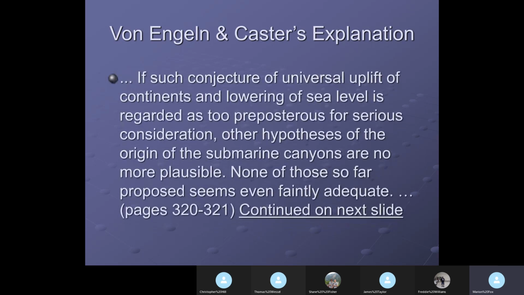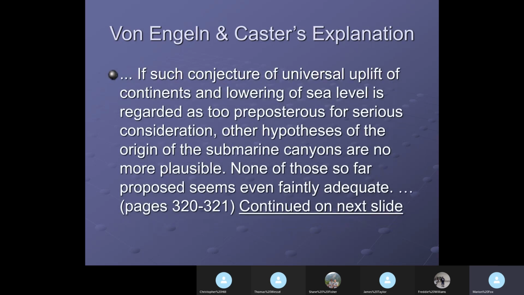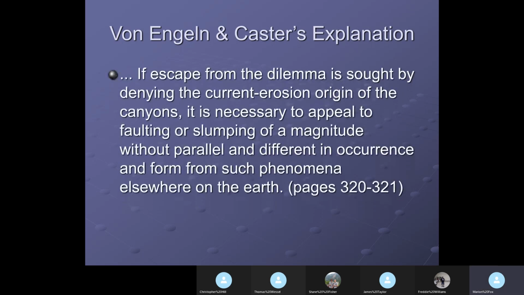If such conjecture as of universal uplift of continents and lowering of sea level is regarded as too preposterous for serious consideration, he says it's too preposterous for that to have happened. Other hypotheses of the origin of the submarine canyons are no more plausible. In other words, we don't have a cotton-picking idea how this occurred. That's what he's saying. None of these so far proposed seem even faintly adequate. In other words, we don't have any idea how this occurred. All these things are just ridiculous. They're too preposterous.